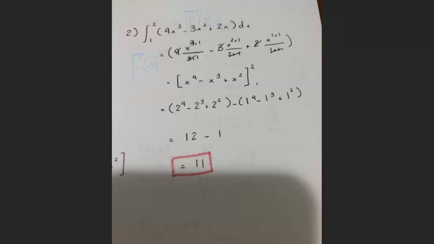So first I took the antiderivative of this whole thing, and I got x to the fourth minus x to the third plus x squared, and then the upper and the lower. So I plug in the number. It'd be 2 to the fourth minus 2 to the third, subtracted by 1 to the fourth, and you get 12 minus 1, and the answer is 11. That's right. Looks good. Thank you, Henry. Okay, next one.